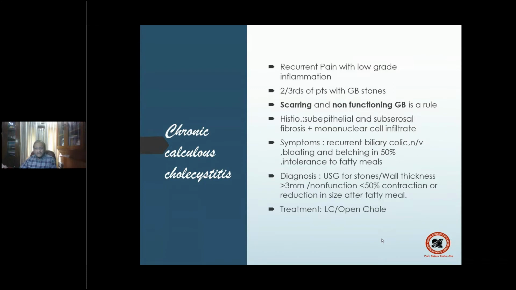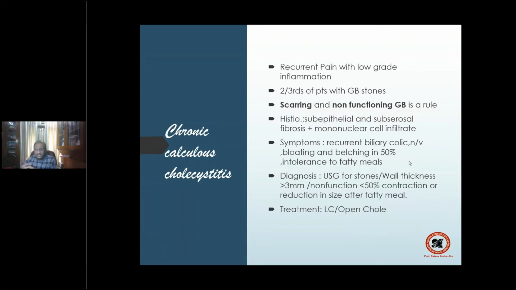Scarring and a non-functioning gallbladder is the rule. That's why I call it chronic calculous cholecystitis. Histopathologically, subepithelial, that means beneath the mucosa of the gallbladder and the serosa of the gallbladder, you will find fibrous and mononuclear cell infiltrates. The symptoms are in the form of recurrent biliary colic, nausea, vomiting, bloating, belching, 50% intolerance to fatty meals. Number one, typical biliary pain, intermittent, and dyspeptic symptoms. The patient may not be having pain. The second option, the patient may be having dyspeptic symptoms.